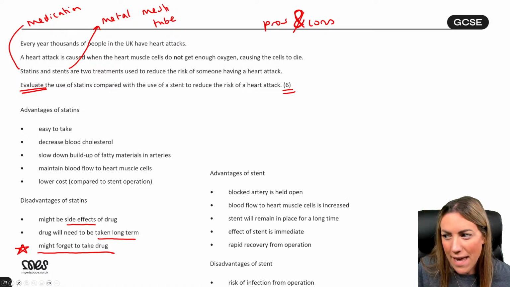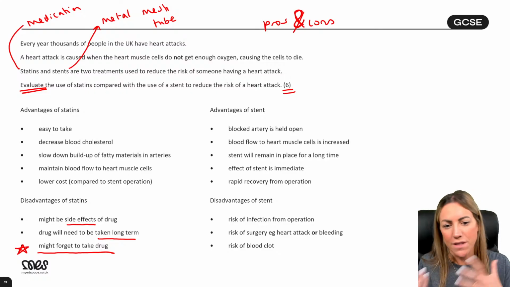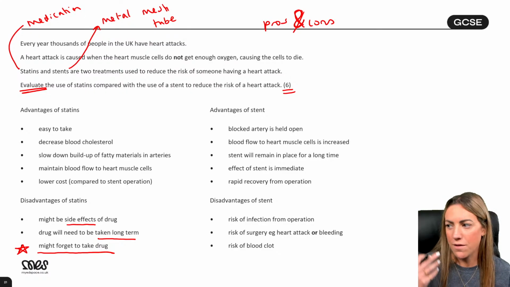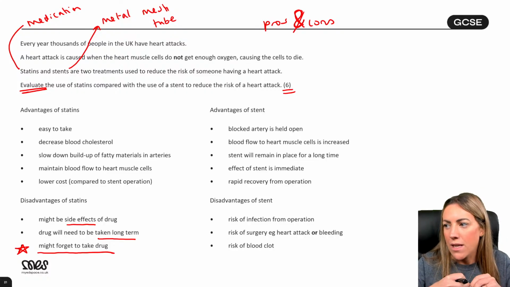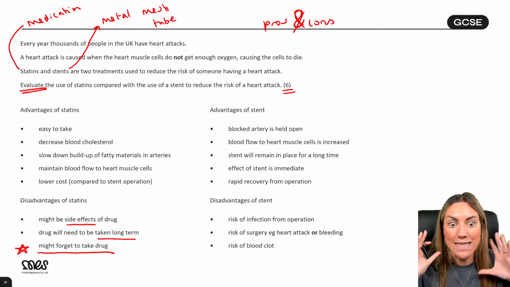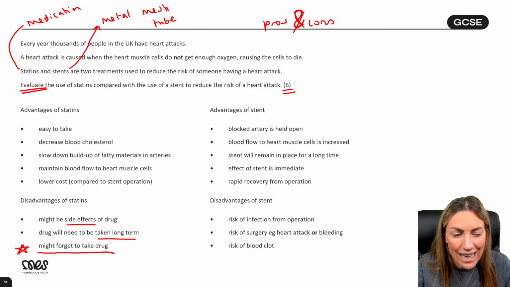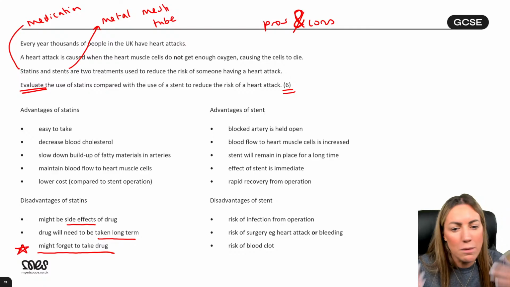Then let's have a look at stents. Again, you'd need 3 marks for stents. So 2 pros and a con, or maybe write down 2 pros and 2 cons just for your revision. But with a stent, which is like a metal mesh tube that you actually put into the artery to hold it open, the artery is held open, so obviously blood can continue to flow through. It lasts for a long time. It's quite a common procedure.